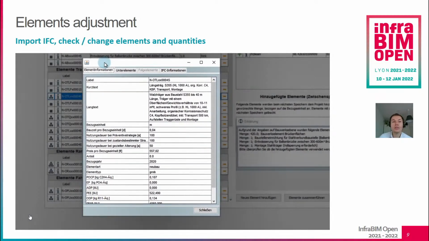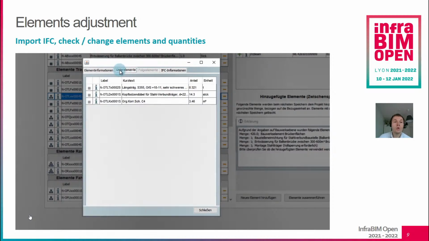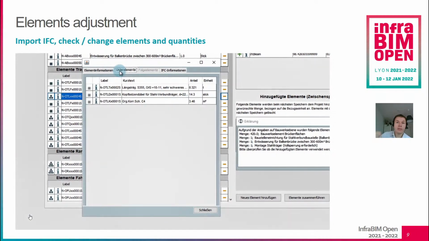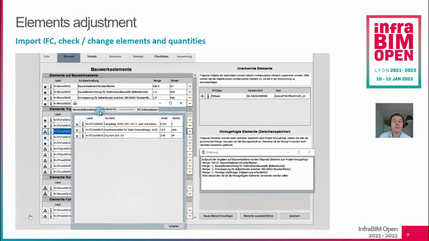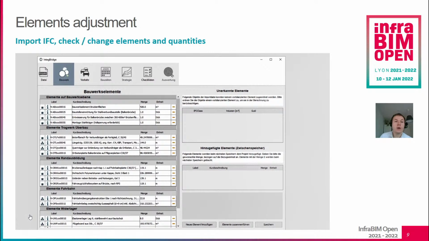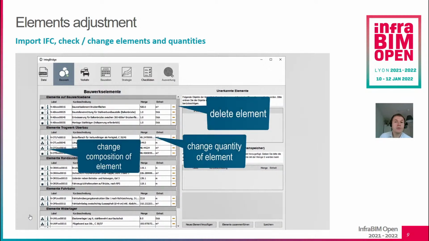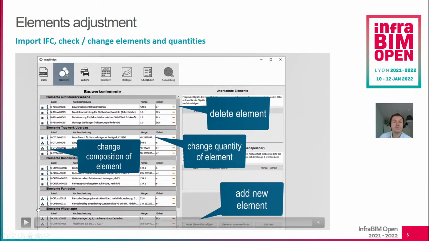So we see a short description of the element, we see the reference unit, the costs, the renewal cycles, the global warming potential, and so on. And we can see, because here we have a major element, what are the base elements which are with their statistical shares in this element. This is just basically how the import works, and now we can of course adjust our project. For example, if something wasn't transferred correctly, we can change the quantities, we can delete elements, we can change the composition of elements, or we can even add new elements in the software which were not modeled in the BIM model.